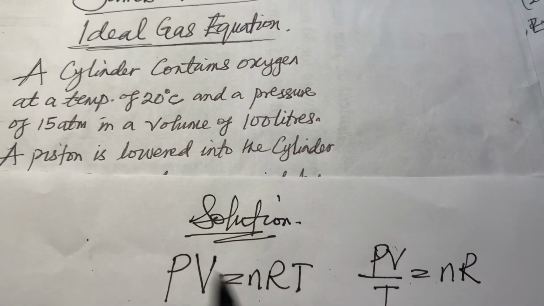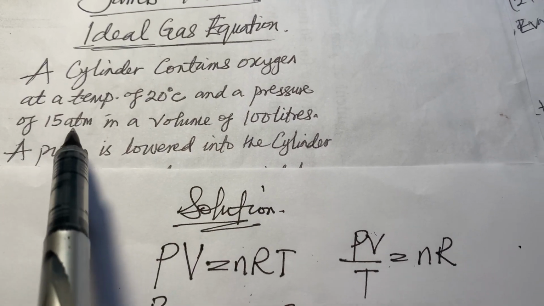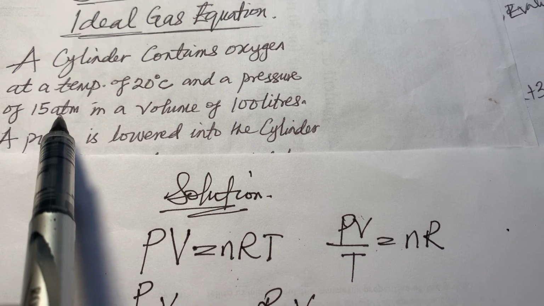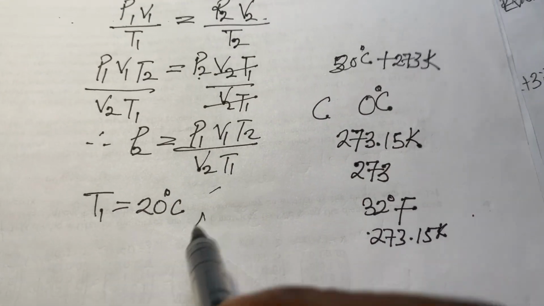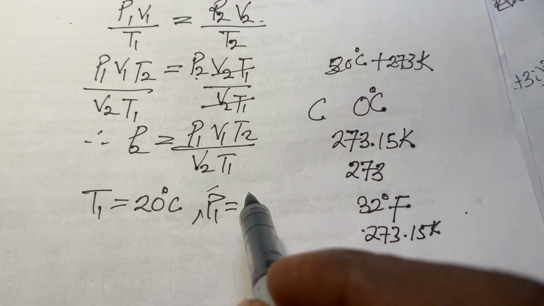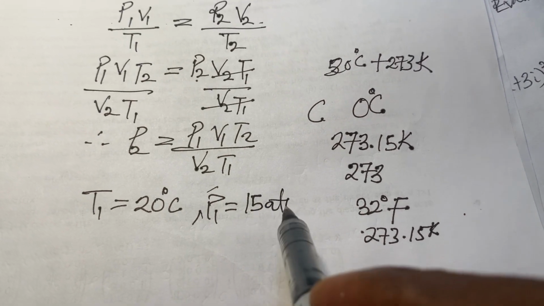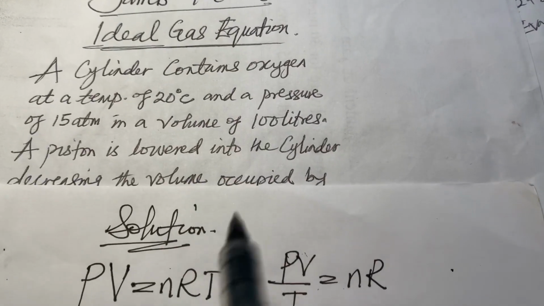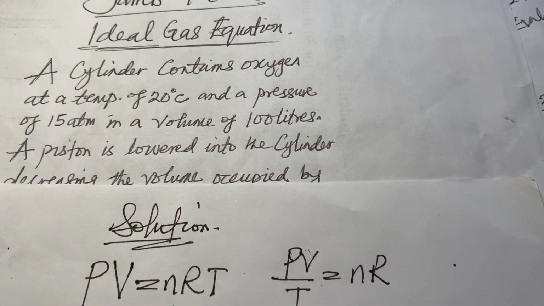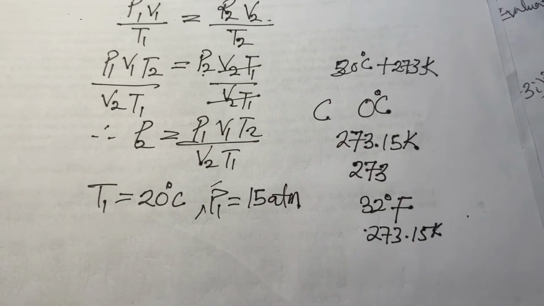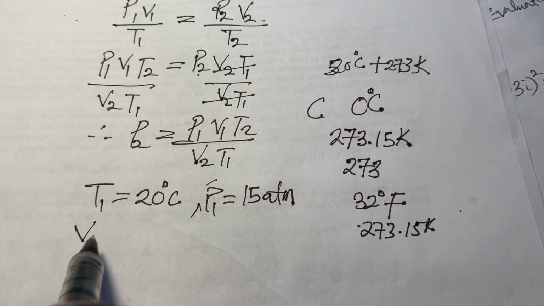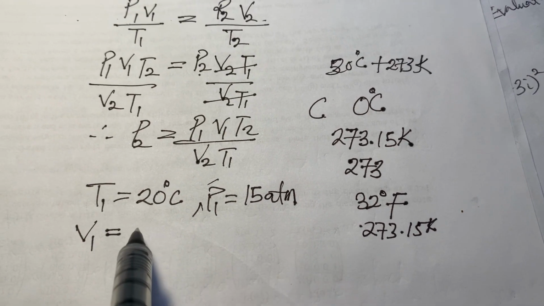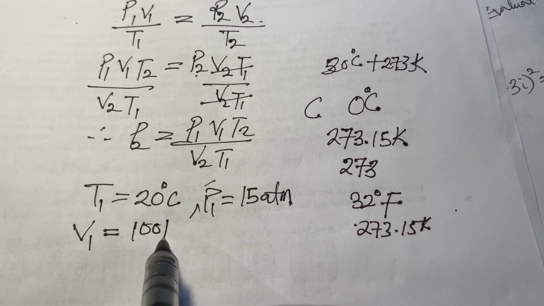The next thing given in that problem, if you read through the question again, you'll notice that we have pressure, which is 15 atmospheres. So you can have pressure P1 equal to 15 atm. We have volume also given. The volume is 100 liters, so V1 is equal to 100 liters.